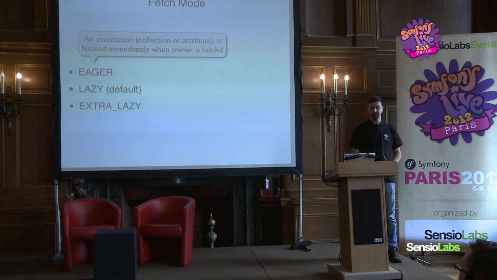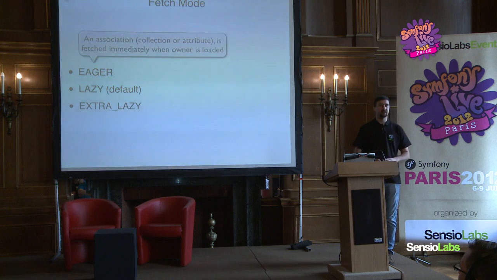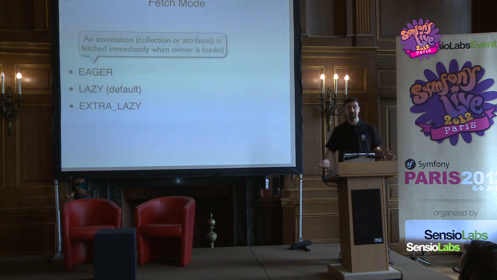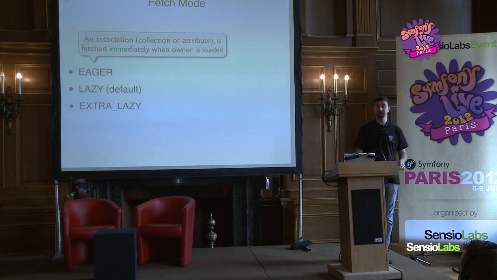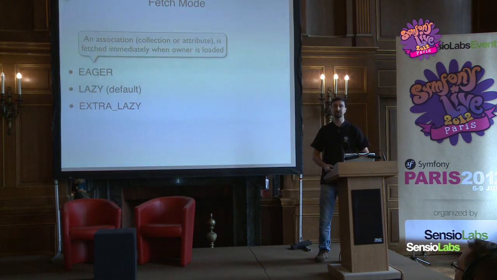So for eager, it means an association or a collection or attribute is fetched as soon as you decide to get the owner. For example, if you define the fetch eager inside of blog, which points to the comments, or inside of the comments that actually points to the post, every time that you decide to load a comment, it's going to automatically load the post. So it's going to execute another query during the hydration process to actually load the post. So people will say, OK, that's not very well performant. That's why we have the other two.